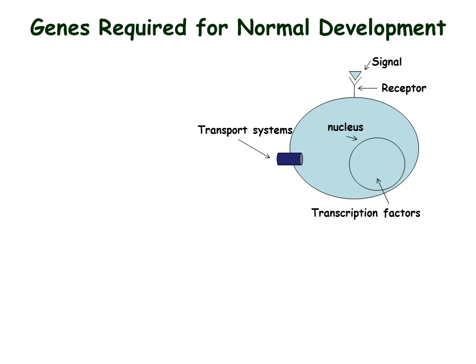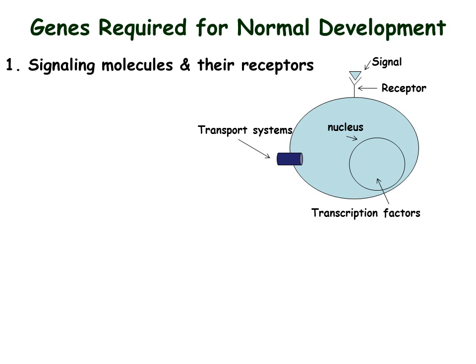Now, let's think about the genes that are required for normal development again. And this is my little picture of them and everything that I've done on PowerPoint. Signaling molecules and their receptors. So here's the receptor on the surface of a cell, but remember, receptors can be inside the cell if the signal can cross the cytoplasmic membrane. And the signal, of course, is going to bind to the receptor.